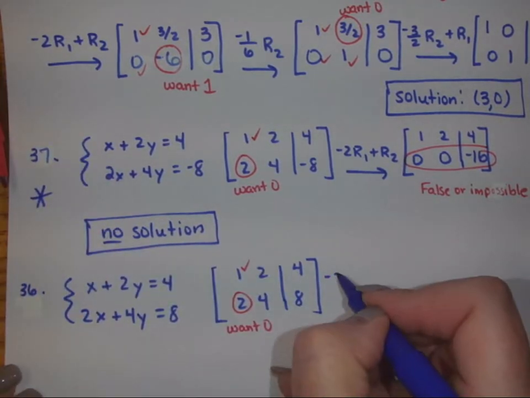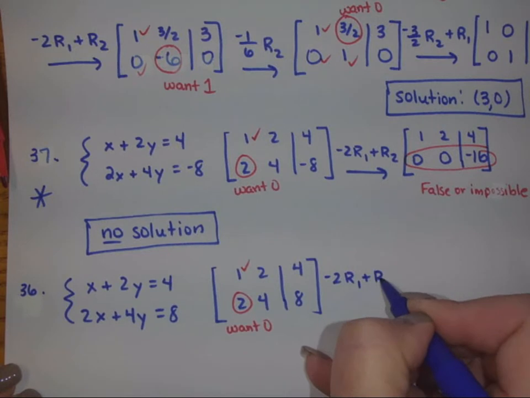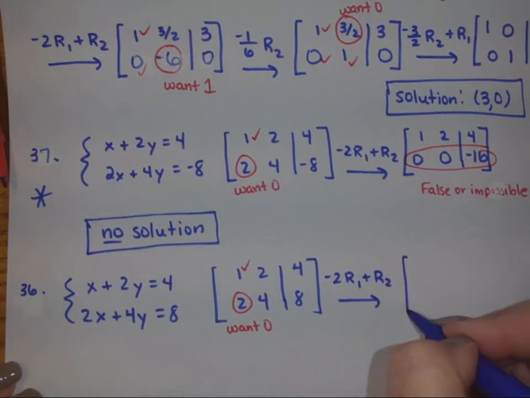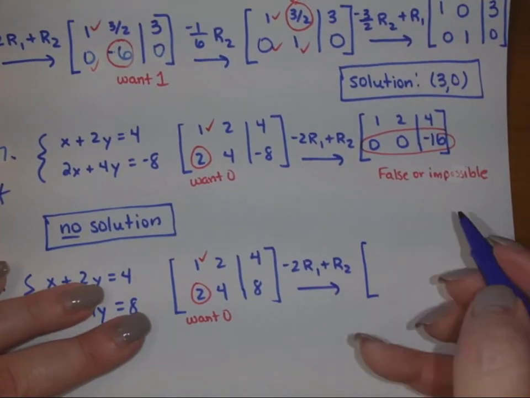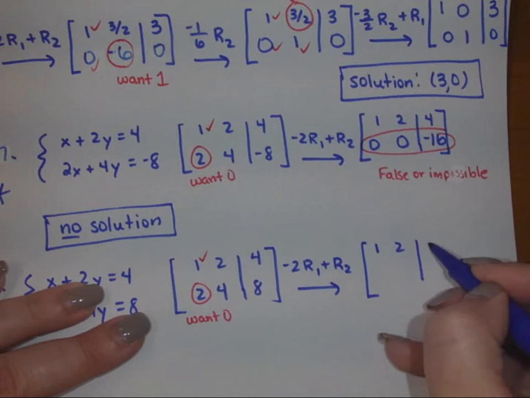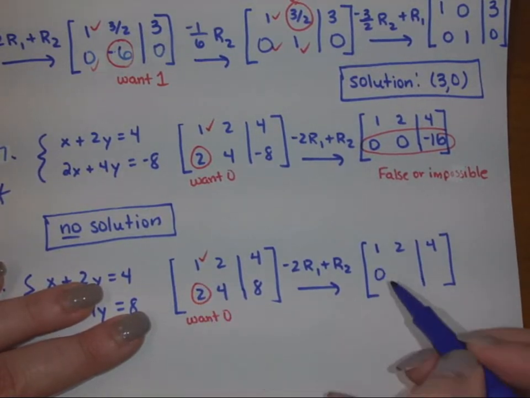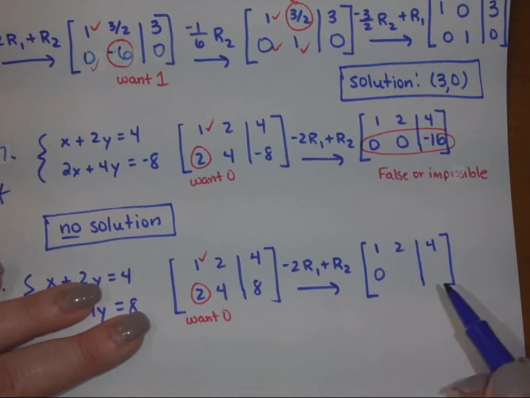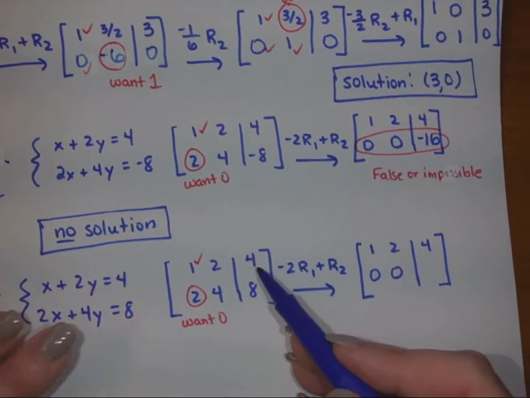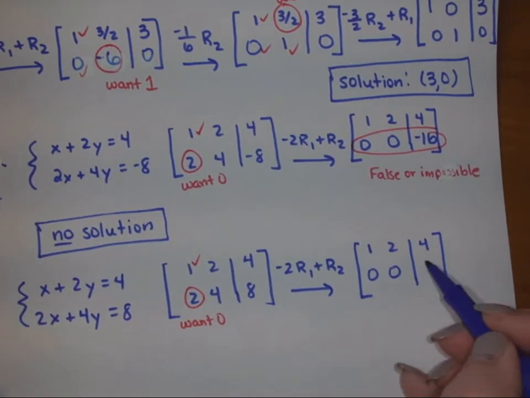So we're going to do negative 2 row 1 plus row 2, kind of just like we did in the last question, because these are very similar numbers, or really just one number changed. So row 1 is going to stay. And then we're going to do negative 2 plus 2, which is 0. Negative 2 times 2 plus 4, which is also 0. And then negative 2 times 4 plus 8 is 0.